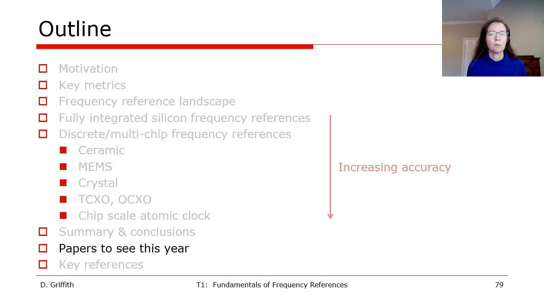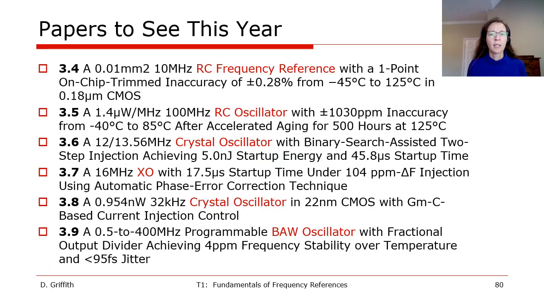Finally, let me suggest some papers that you should see this year at ISSCC. In the integrated oscillator category, there are 2 papers this year at ISSCC on RC oscillators. The second one, paper 3.5, addresses the problem of frequency shift in RC oscillators and achieves about 0.1% accuracy, even including accelerated aging at 125 degrees C. This paper is the first addressing this problem, so I encourage you to check it out.